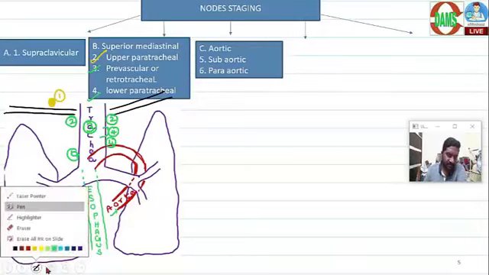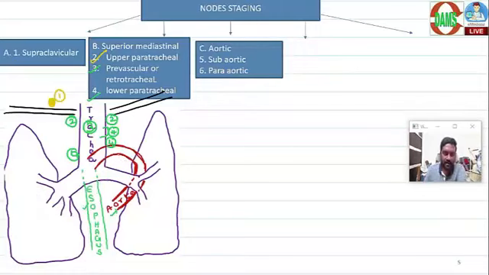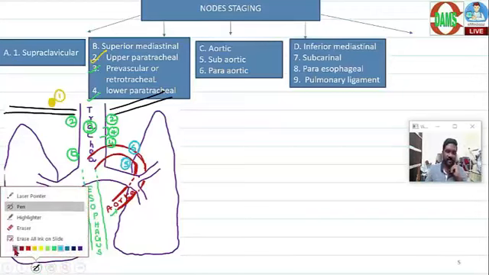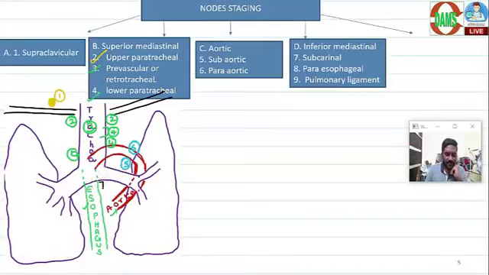Coming to the next important group of lymph nodes, the aortic lymph nodes. We have subaortic, somewhere here, and also around the aorta, para-aortic. The next category is inferior mediastinal. So subcarinal. This is the carina. The bifurcation is the carina. So there can be subcarinal lymph nodes.